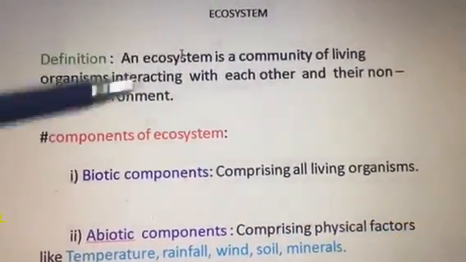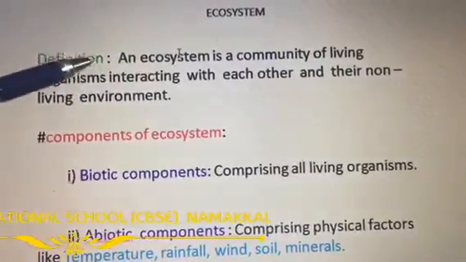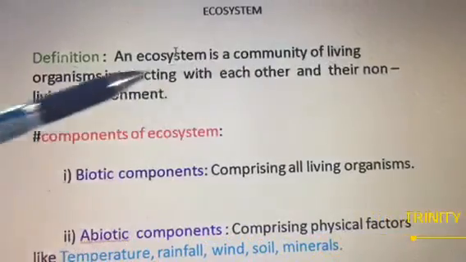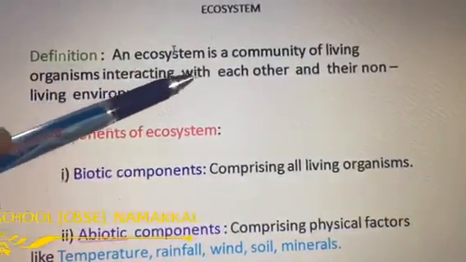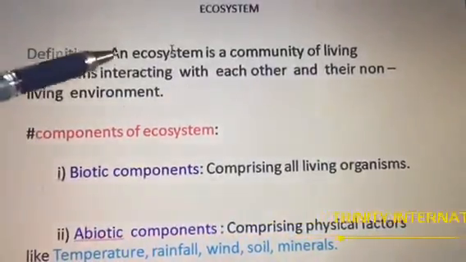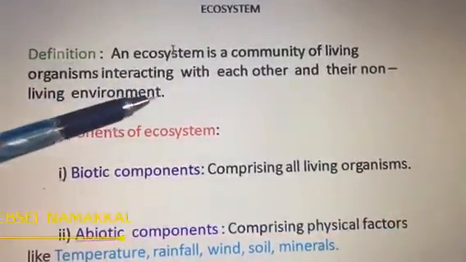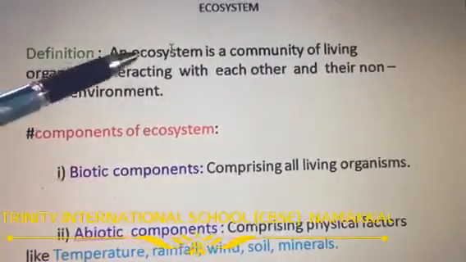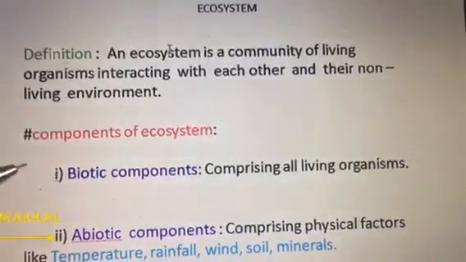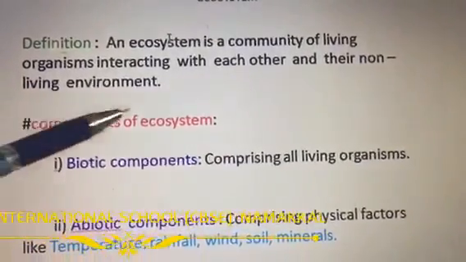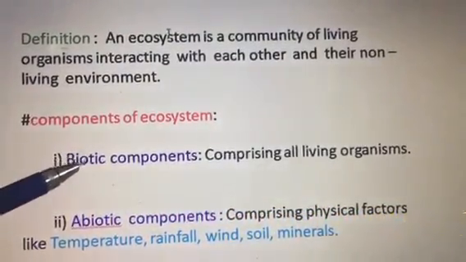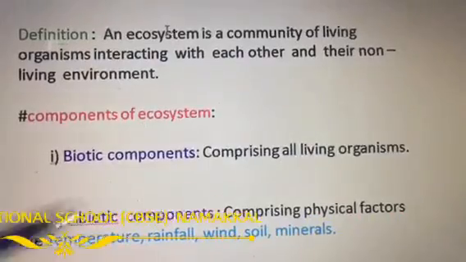Next, ecosystem. What is the definition of ecosystem? An ecosystem is a community of living organisms interacting with each other and their non-living environment. Here, the living environment interacts with the non-living environment, called an ecosystem. Next, the ecosystem has two components. The first one is biotic components, and the second is abiotic components.